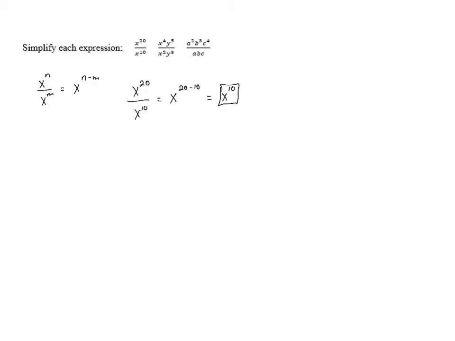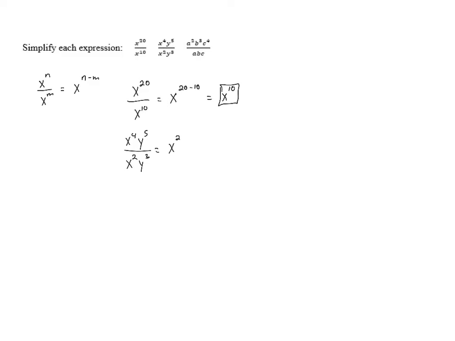We can do the next problem similarly, x to the 4th y to the 5th over x squared y cubed, by taking the x's and y's separately. First, we'll look at the x's. X to the 4th over x squared can be combined by taking the difference of the exponents. 4 minus 2 is 2, so that becomes x squared.